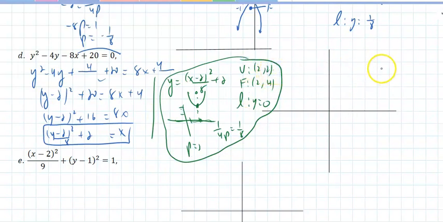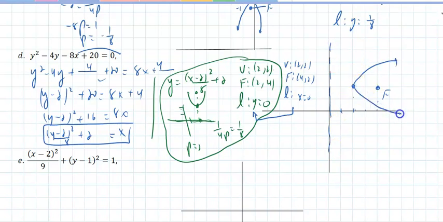You don't have to do it if you're really comfortable with this, but if you're not comfortable with this: the vertex, switch x with y. The focus, switch x with y. Let me move this to the bottom. Here we go. And the directrix, switch x with y. And we know that a graph can never pass across the directrix, and it must include the focus. So that's pretty much it for parabolas.